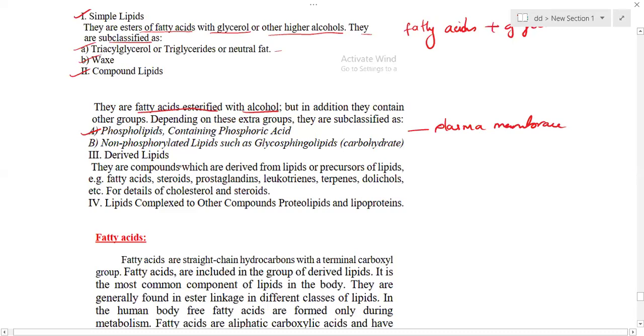Then derived lipids, the third class. They are compounds which are derived from lipids or precursors of lipids. They are the precursors of lipids like fatty acids, steroids like hormones, prostaglandins, leukotrienes, terpenes. Terpenes, where do you find these terpenes?